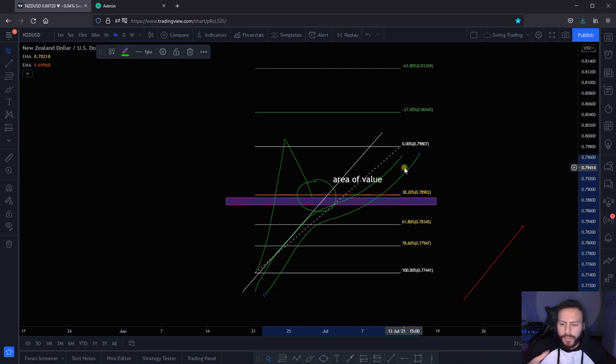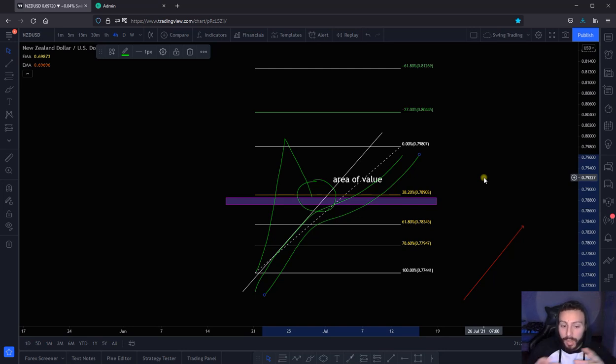You can't take a trade if you have all your confluences, but price is not at an area of value. And you can't really take a trade if price is at an area of value, but not a lot of confluences. Okay, I hope that makes sense. Those are 2 very important things in trading. The better you are at trading, the better your areas of value are.